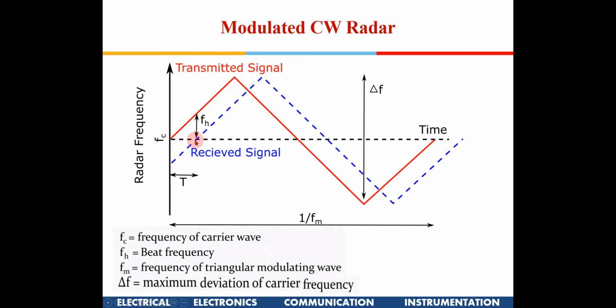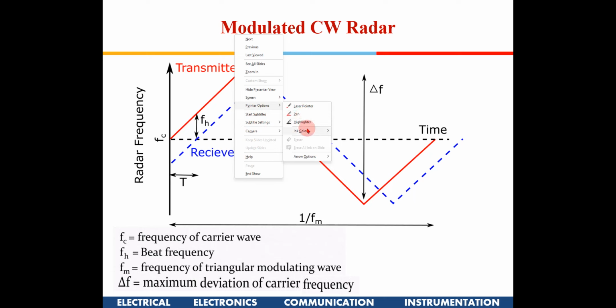So at any given point of time, if I take here, this is what I am transmitting and this is what I am receiving. So this is the difference of frequency, which is known as the beat frequency. That is the difference between the frequency being transmitted and the frequency being received, right?